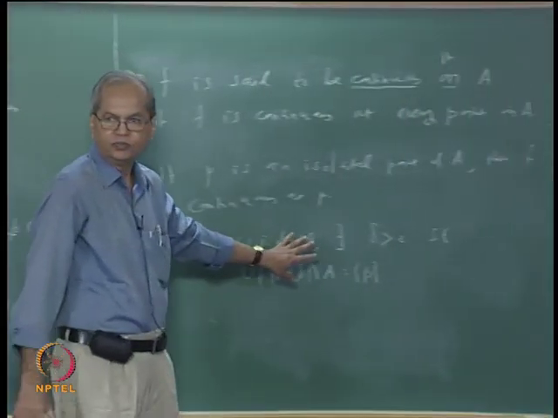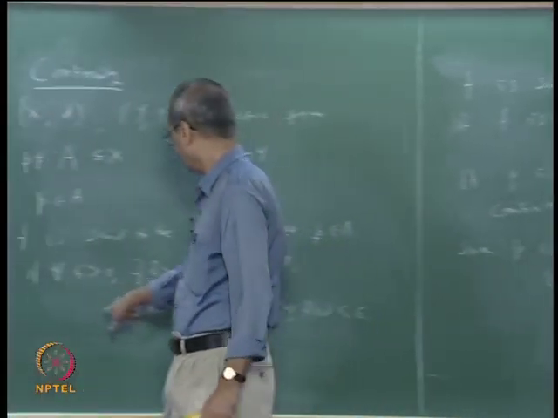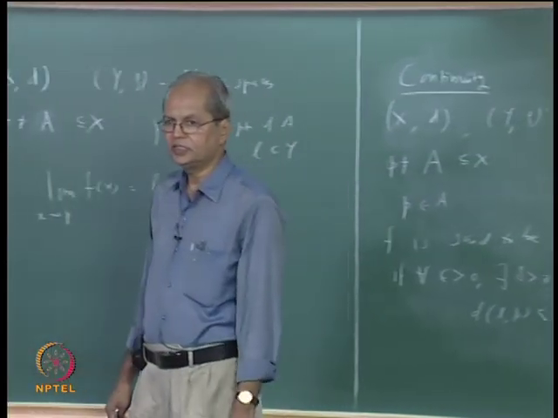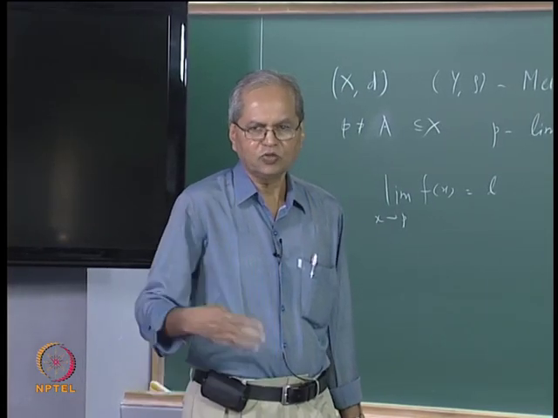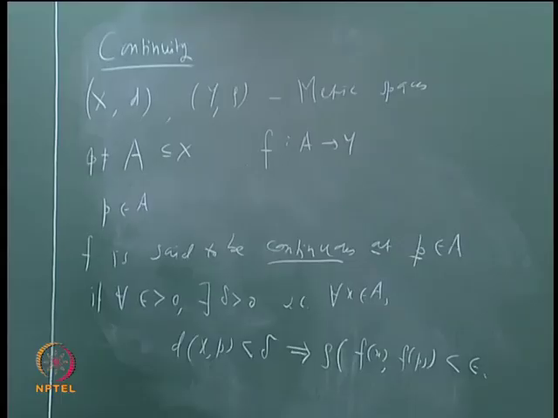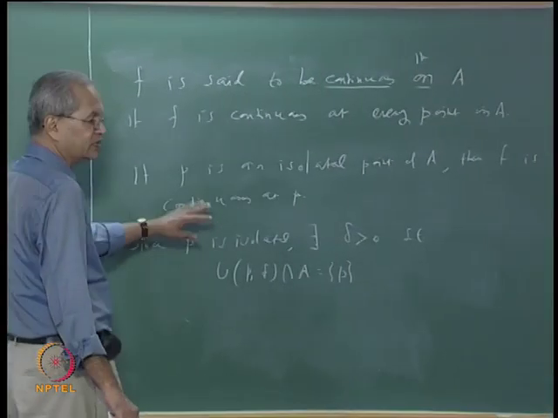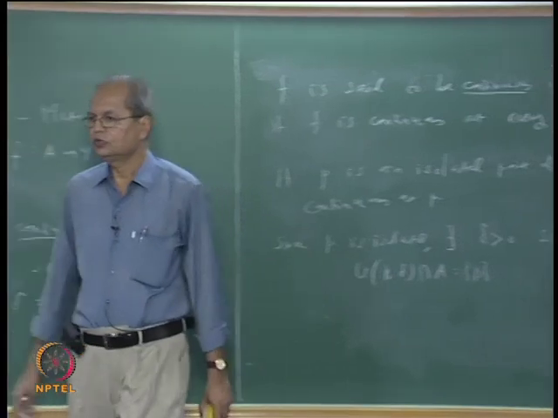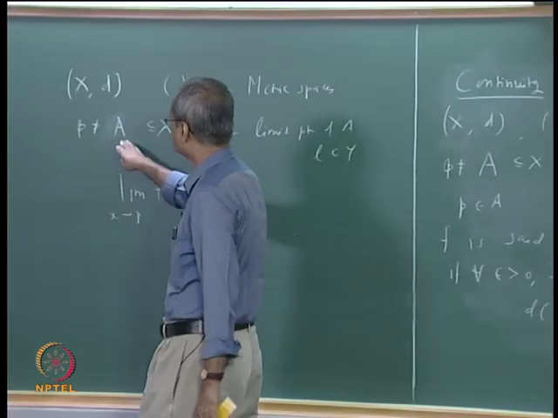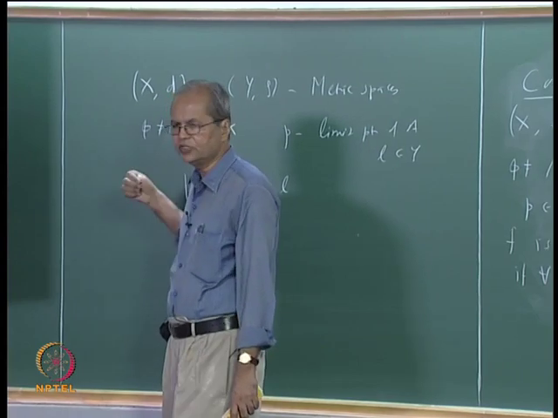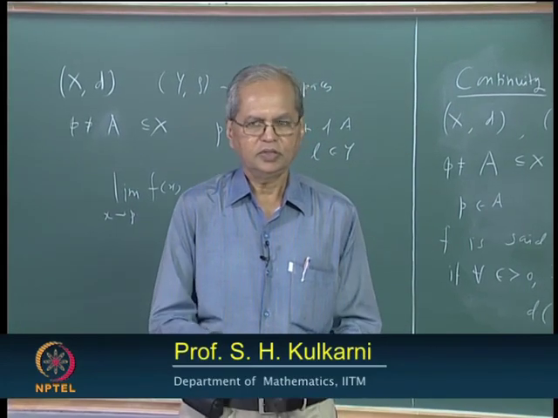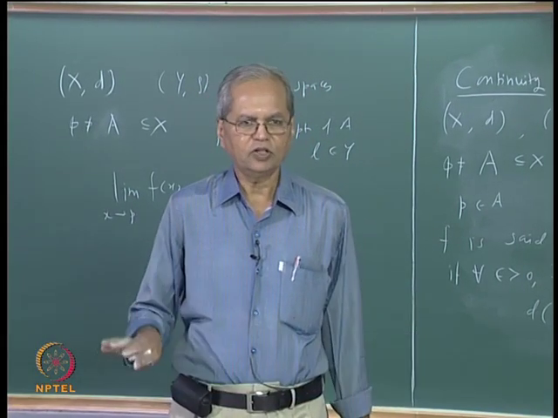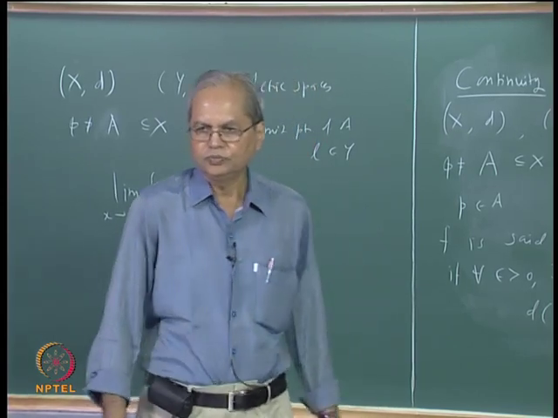So whatever epsilon you take, this delta will work, because the inequality, distance between x and p less than delta, is satisfied only by p and no other point, because there is no other point near p. So if p is an isolated point, then f is continuous at p. In particular, if your set A is such that every point is isolated, then the function will be continuous at every point. For example, suppose A is N, the set of all natural numbers, then every point is an isolated point there, so any function defined on N will be a continuous function.